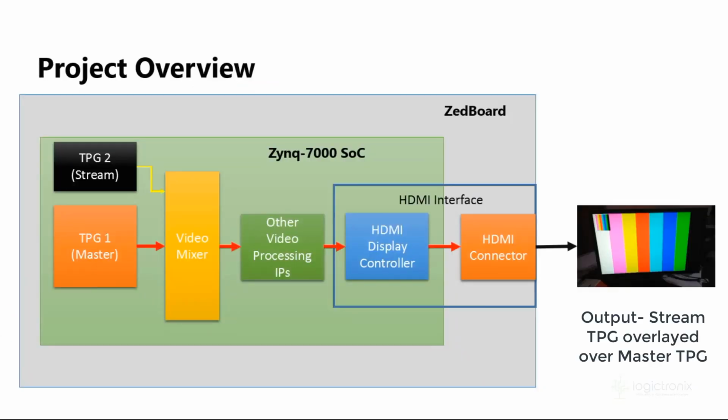In this project, we are implementing Video Mixer on ZedBoard, where one test pattern layer is overlaid on a master test pattern layer. That is, one TPG forms the stream layer while another TPG forms the master layer of Video Mixer. We pass this video stream through a series of video processing IPs and then to the HDMI interface, to lead this video stream all the way to the HDMI output monitor. So we will be able to see the corresponding output.